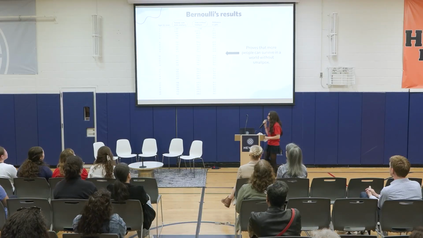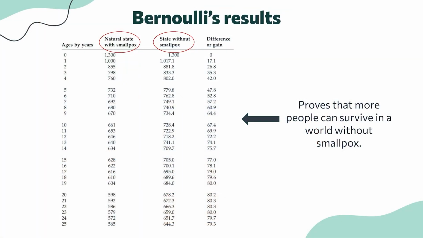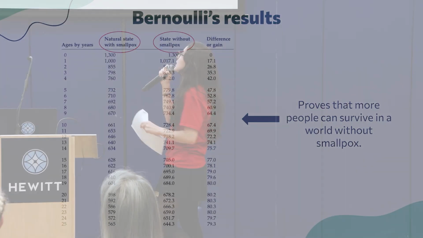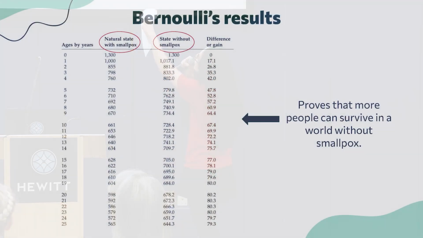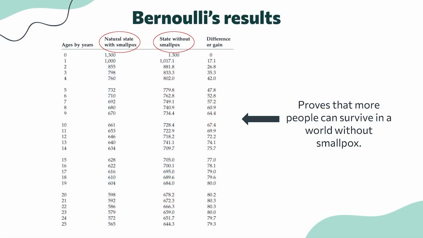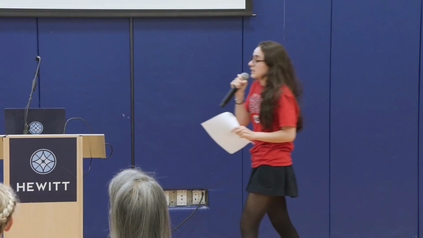The results of Bernoulli's model can be described using this table here. The column furthest to the left describes the increase in time. The column right next to that describes the number of survivors over time in the first version of Bernoulli's World X, the one with smallpox. The column right next to that describes the number of survivors over time in the second version, the state without smallpox. Comparing the numbers in the last two columns, you'll see that more people will always survive in the state without smallpox than in the natural state with smallpox, therefore proving Bernoulli's claim about the benefits of inoculation.